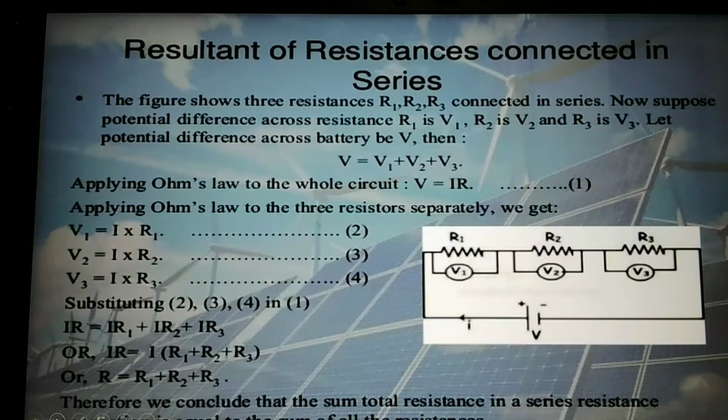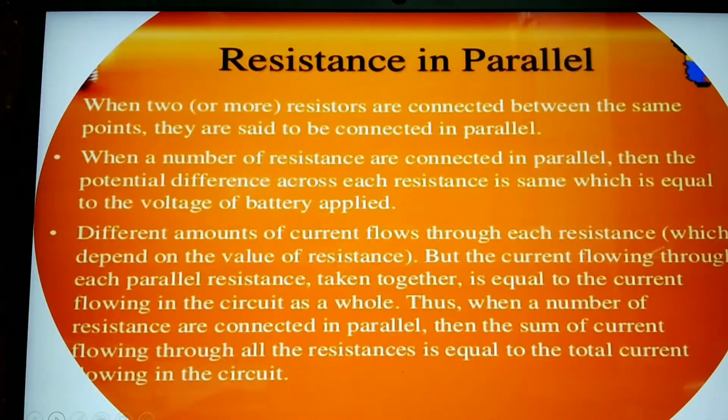Substituting equations 2, 3, 4 in equation 1, IR is equal to IR1 plus IR2 plus IR3, where IR is equal to I common into R1 plus R2 plus R3. Therefore, Rs is equal to R1 plus R2 plus R3. Therefore, we can conclude that the total resistance in a series connection is equal to the sum of all the resistances. Coming to resistances in parallel.